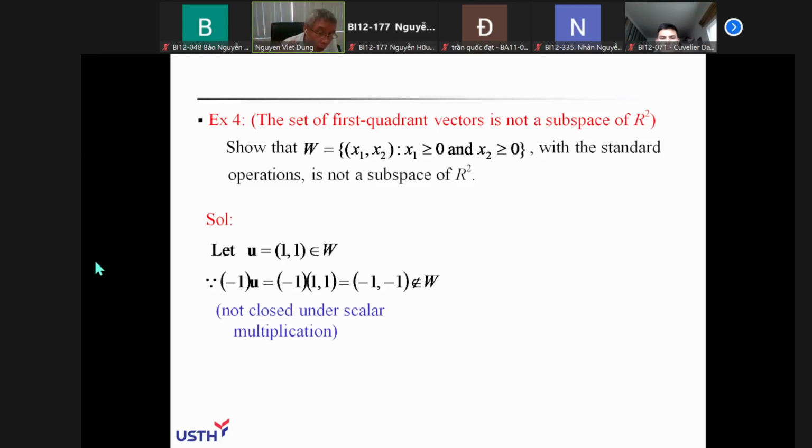So we say it is not closed under scalar multiplication. The first quadrant is not closed under scalar multiplication. In Vietnamese we say góc phần tư thứ nhất này không đóng đối với phép nhân với một số. And because of that, we say W is not a subspace of R2, and property number 6 is broken. So that is the reason why I told you property number 1 and property number 6 are always very important things. You should remember them.